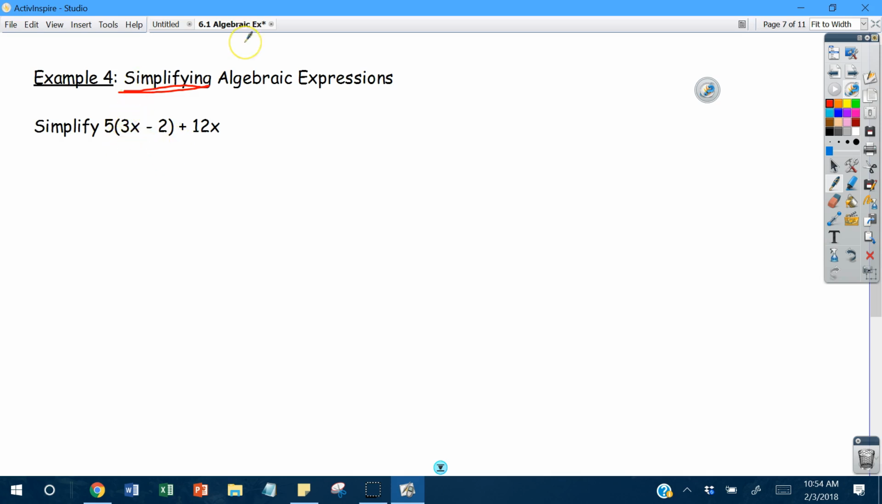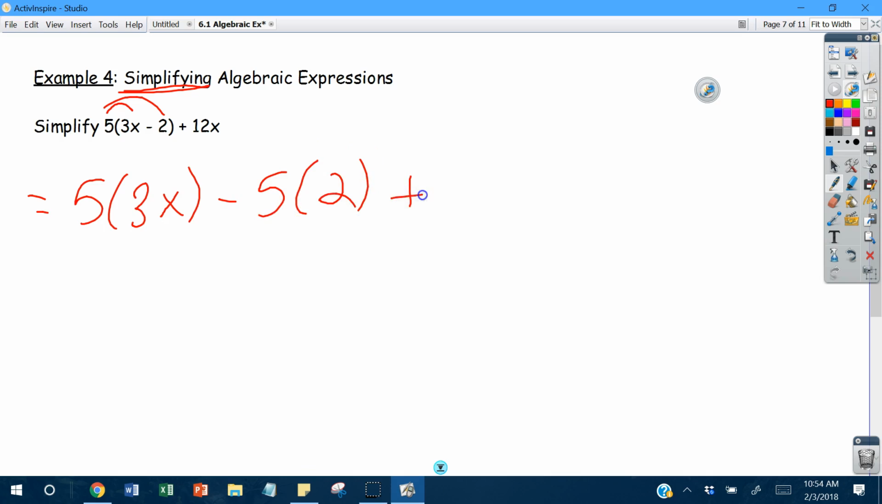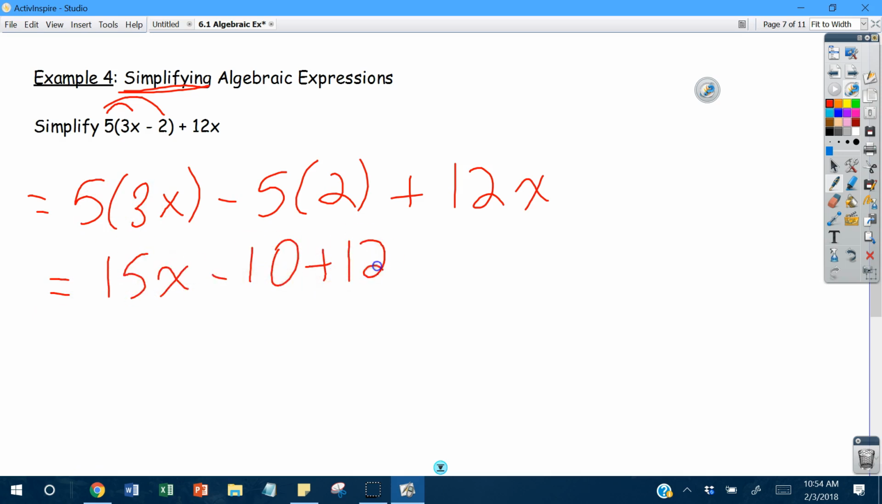So we can do the distributive property here. We can take the 5 and multiply it by both those things. So this is equal to 5 times 3x minus 5 times 2. So I just distributed there. And then there's this 12x that I haven't done anything with yet. Now if I multiply, 3x's times 5, so they're going to be 15x's minus 10 plus 12x. And then now I want to combine some like terms here, so I have 15x's, and I'm going to add 12 more x's, so that gives me 27x's, and then there's a minus 10.